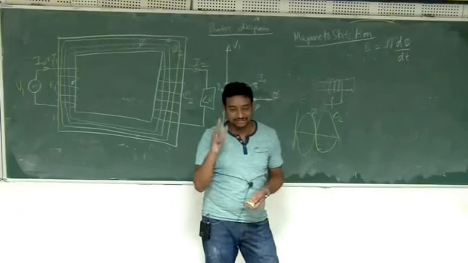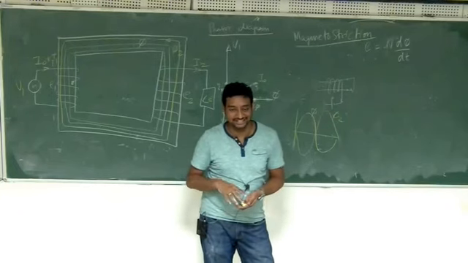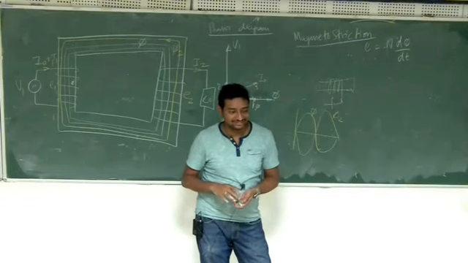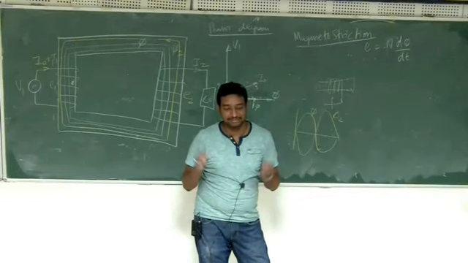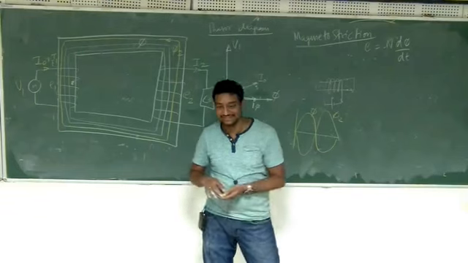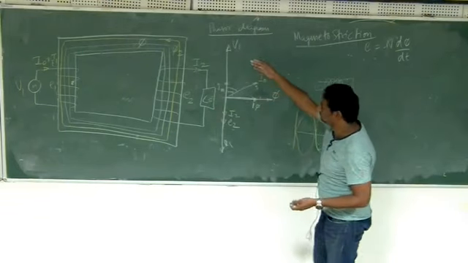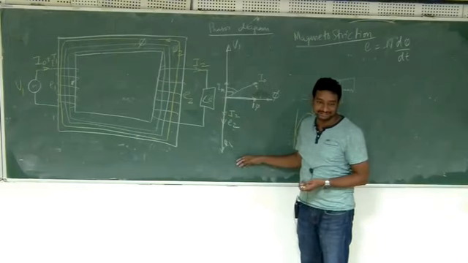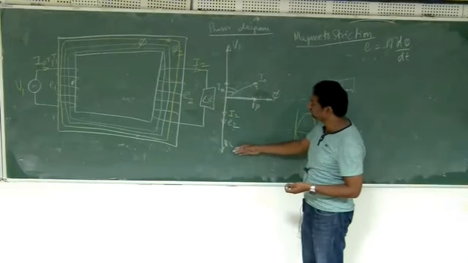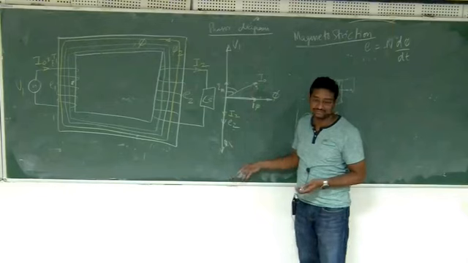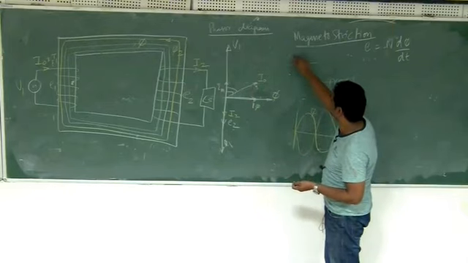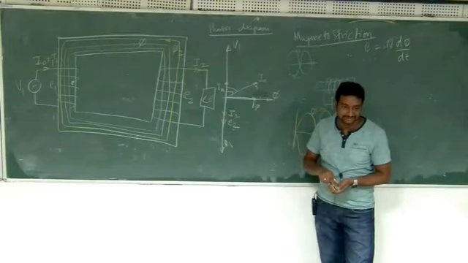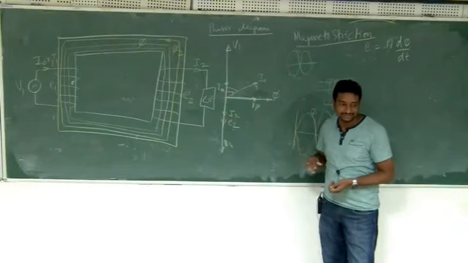See, V1 equals E1, but they are opposing each other. So what is the meaning? Their magnitude is the same, but they are opposite to each other. In the vector diagram, they will come like this. V1 and E1 are equal, and they are opposing each other. That means, in the vector diagram, you will show it like this. This is V1 and this is E1. So V1 plus E1 will be 0.